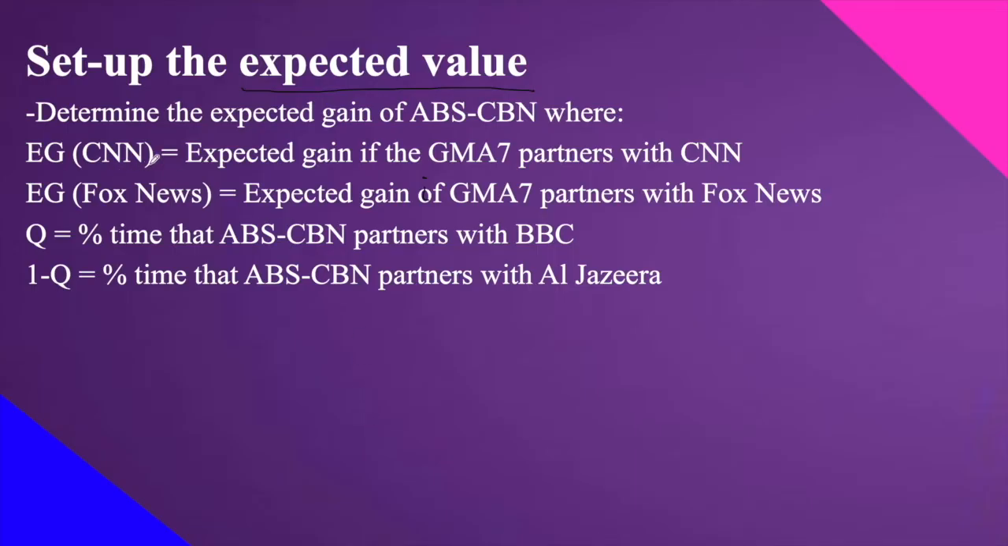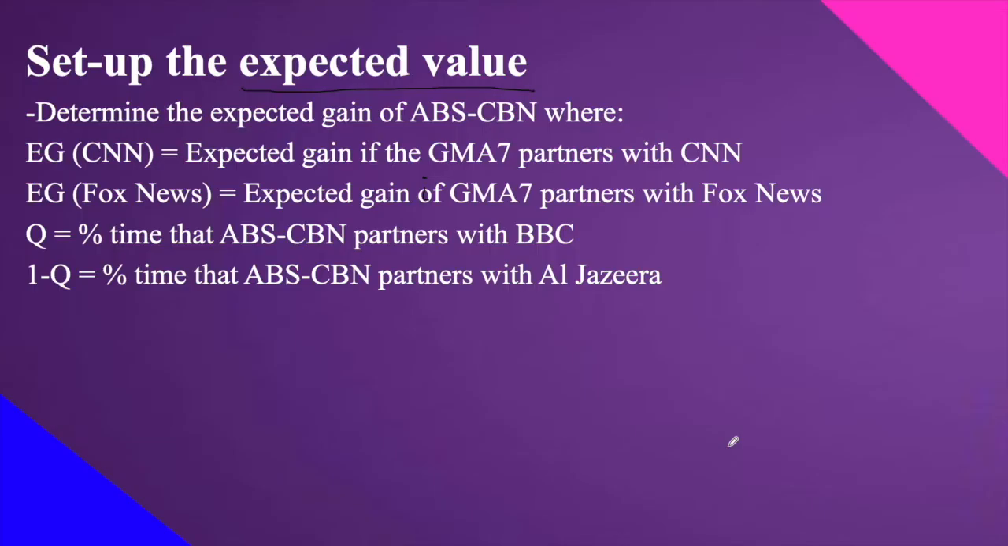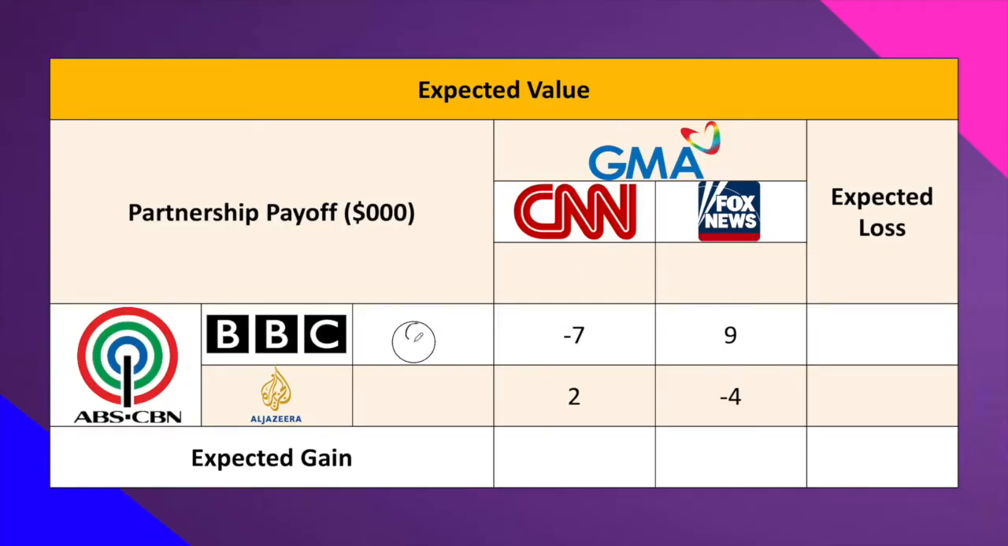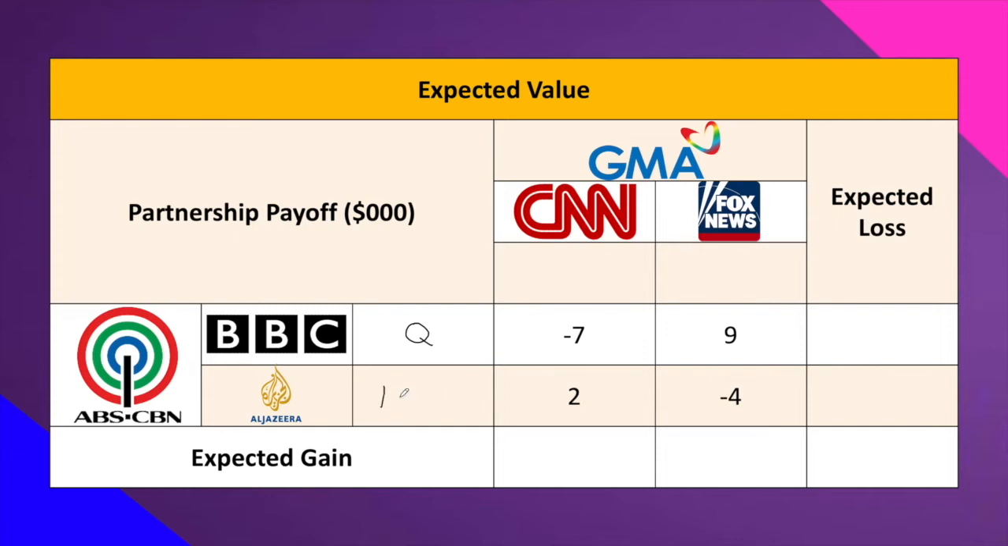So, e.g., CNN, this actually can be seen on the expected value dito. E.g., CNN and e.g., Fox News. Ito po. E.g., CNN, and expected gain, CNN. Tapos e.g., Fox News. Dito sila sa mga cells na to. Okay? And, yung binigay ko naman na Q, sabi dito, Q is the percent time that ABS-CBN partners with BBC. So, meaning to say, ito po yung value or yung cell dedicated for Q. And next, 1 minus Q is the percent time that ABS-CBN partners with Al Jazeera. Therefore, this will be the cell dedicated for 1 minus Q.